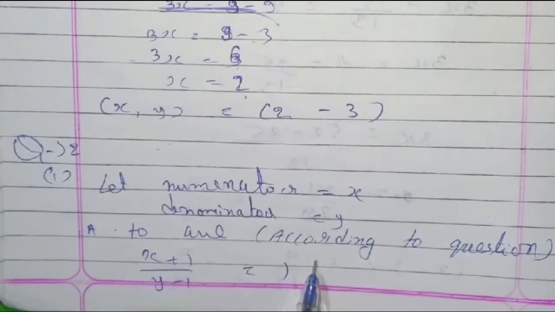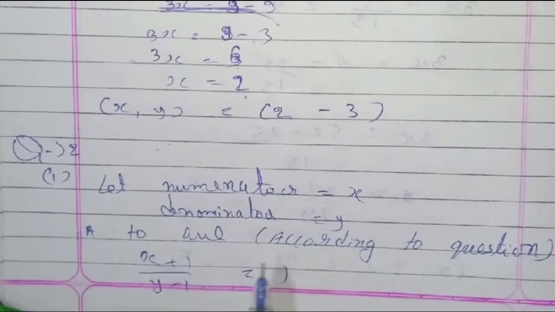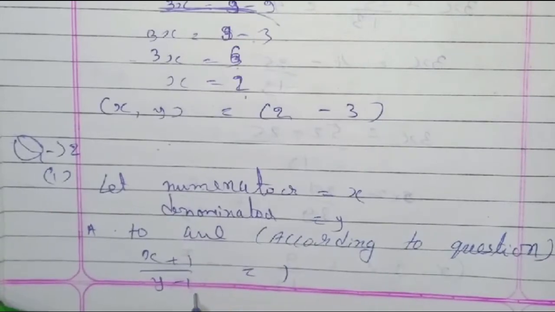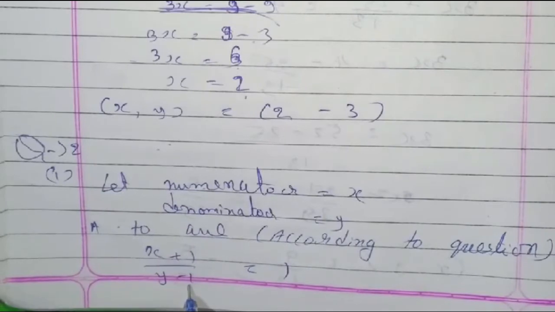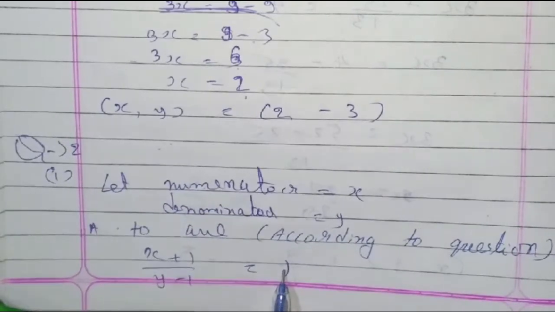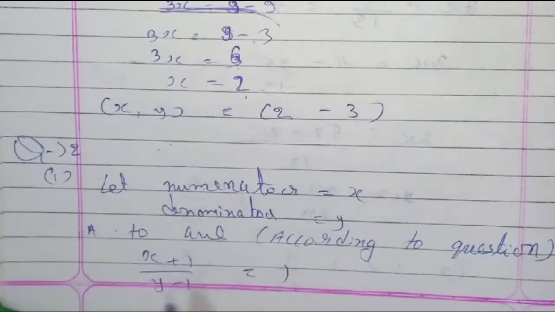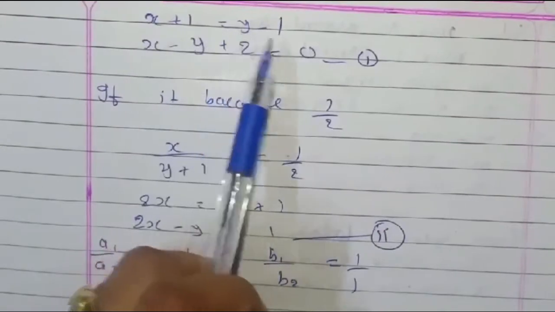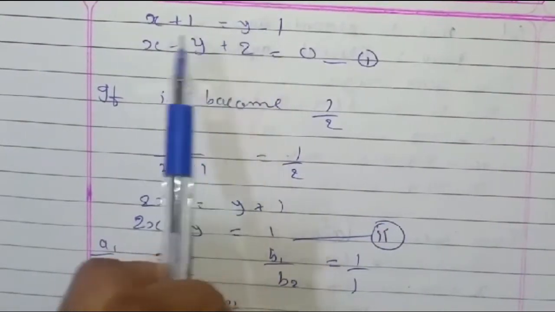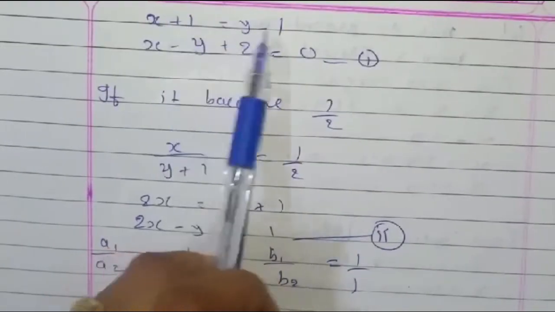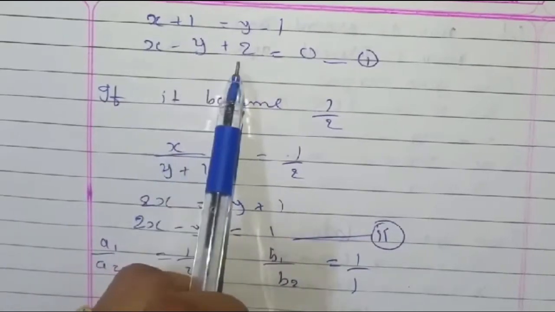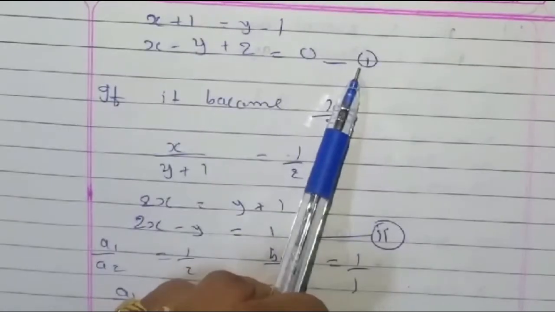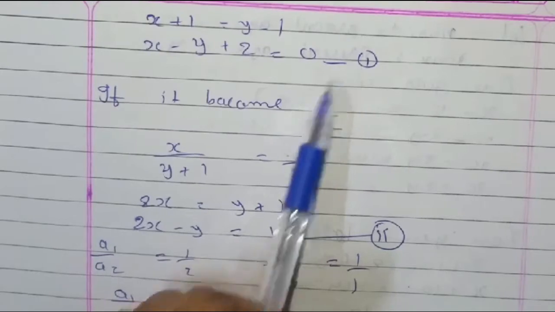For this we have to take, suppose numerator is equal to x and denominator is equal to y. According to our question, we add 1 to the numerator and subtract 1 from the denominator, so we get the fraction is 1. So x plus 1 divided by y minus 1 is equal to 1. So simplify it: x plus 1 is equal to y minus 1. So y is coming here and 1 is also coming here positive. So x minus y plus 2 is equal to 0.